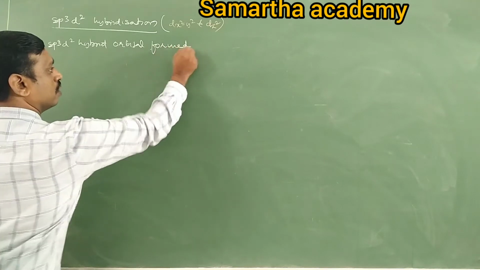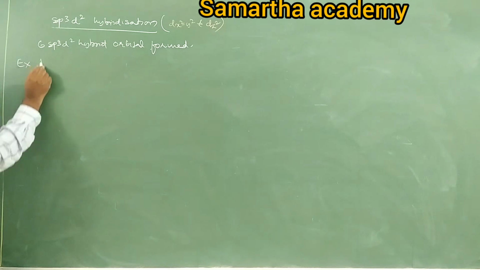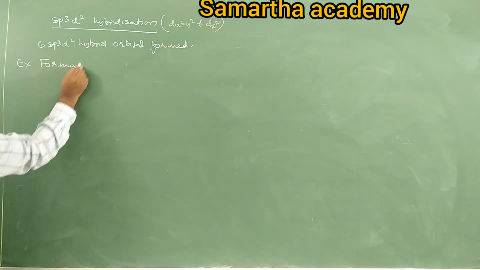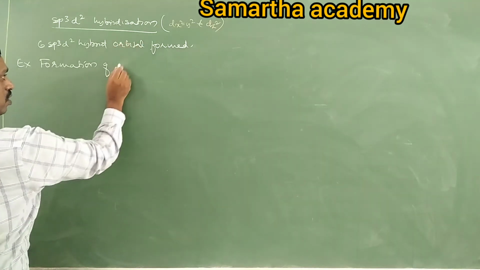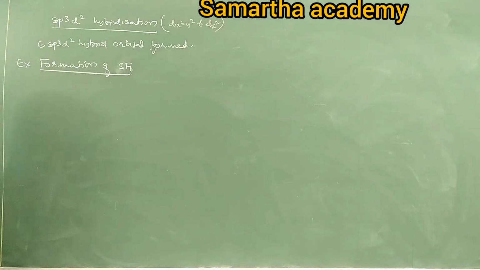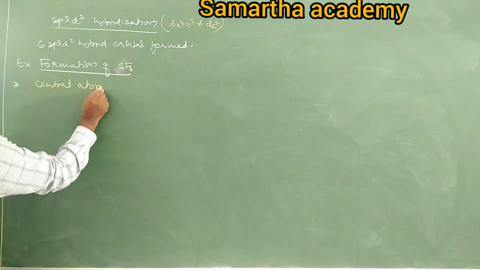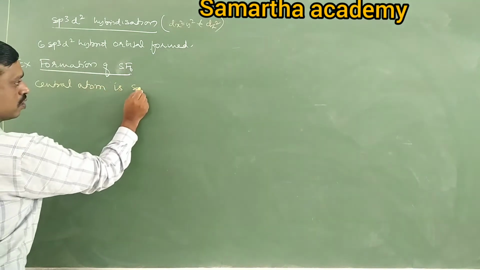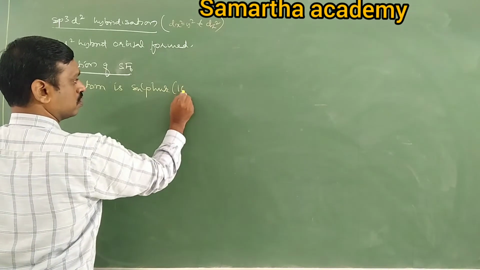Okay, for example, let us take formation of SF6. Formation of SF6, sulfur hexafluoride. Come on, tell me, in sulfur hexafluoride, what is the central atom? So write down, central atom is sulfur, but its atomic number is 16.